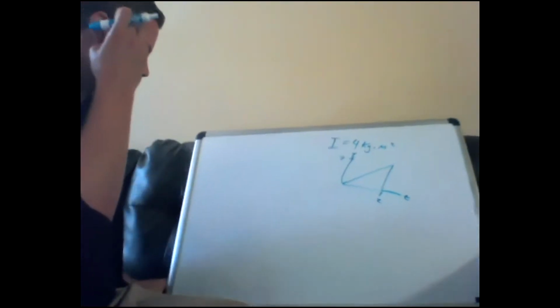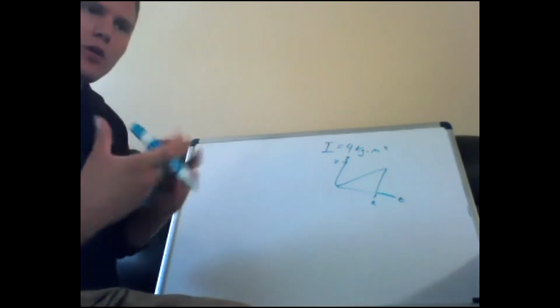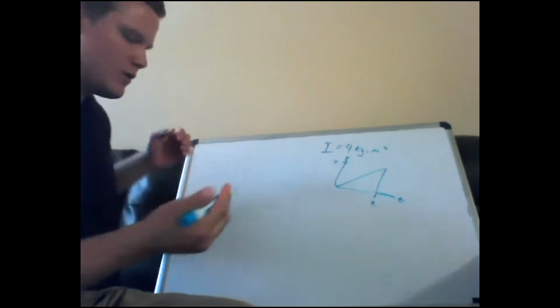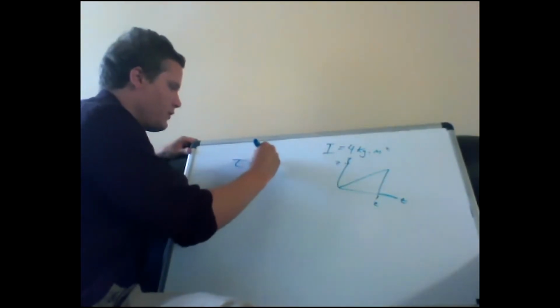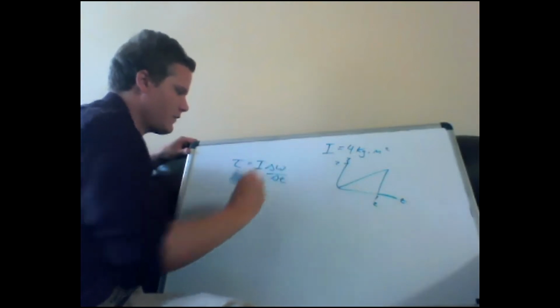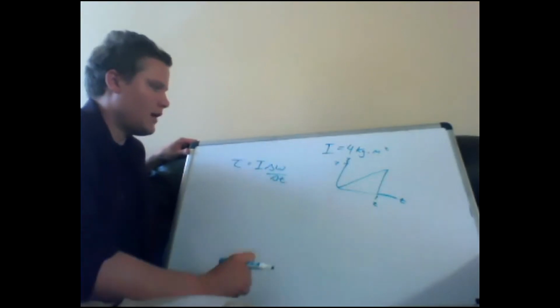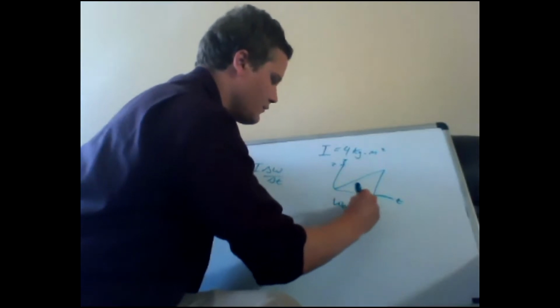Well, what is the formula that relates torque, angular velocities, and moments of inertia? Again, it's torque is equal to the moment of inertia I times delta omega over delta t. It says it starts from rest, so we also know that the initial angular velocity is equal to 0.